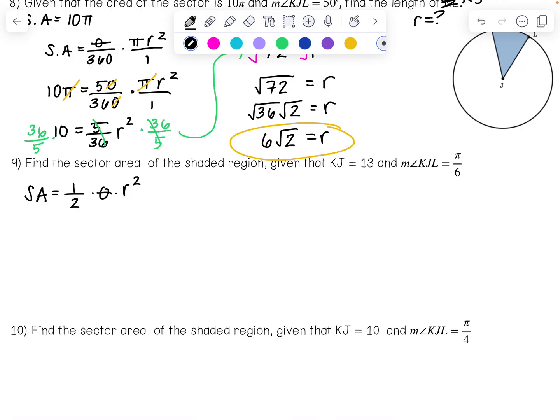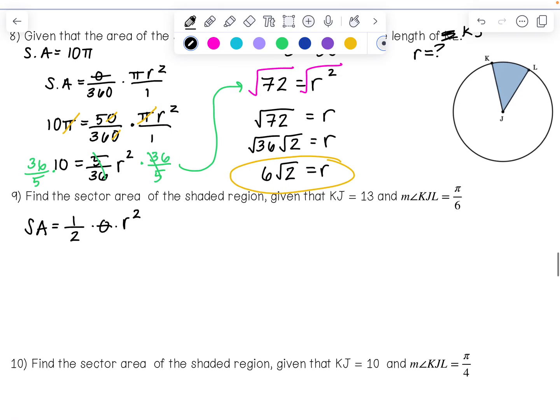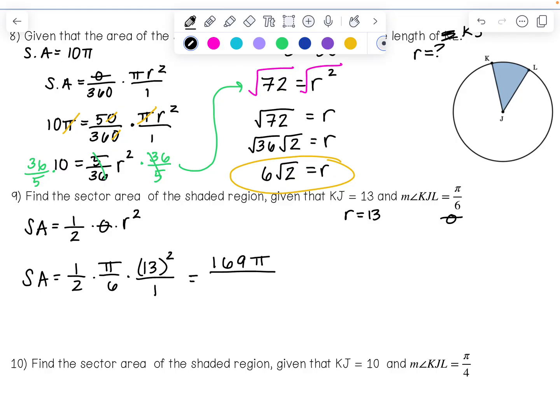We're going to find the sector area of the shaded region, given that KJ, so the radius, is 13, and pi over 6 is my theta value. Okay, so surface area is going to be 1/2 times my angle of pi over 6 times my radius squared, so 13 squared. I'm making a fraction, so it's just tops times tops, bottoms times bottoms. Okay, so if I go straight across, I know 13 squared is 169. If you don't know that off the top of your head, you can use a calculator. I'm going to put my pi in the top.